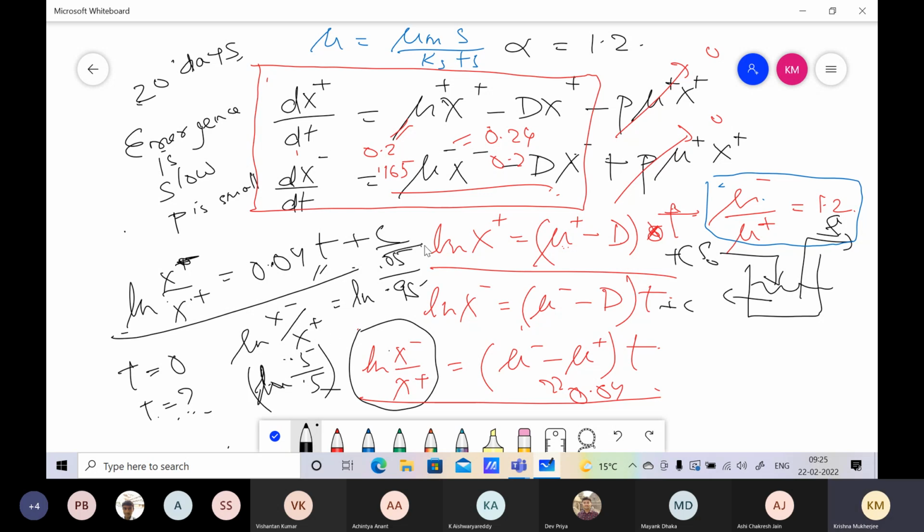So using the constant value, you can find out what is the time required, if this is the governing equation, for x minus by x plus to go from 0.05 and 0.95 to 50-50. And that time turns out to be about 60-70 hours, which is approximately 2 or 3 days. And so your basic assumption that emergence is slow because it takes 20 days is correct, and therefore the assumption that p is small is also validated.